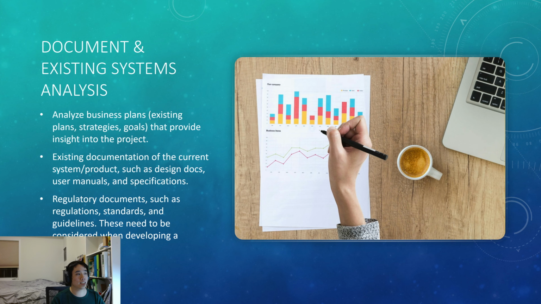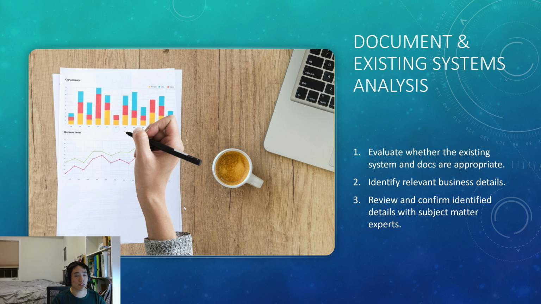Next is analyzing existing systems and documents. So you may want to analyze business plans, take a look at the existing documentation to see what they're trying to do. If there are some legal things involved, you also need to look at regulatory documents to make sure that your system is up to the standards listed by whatever law you're going to comply with.